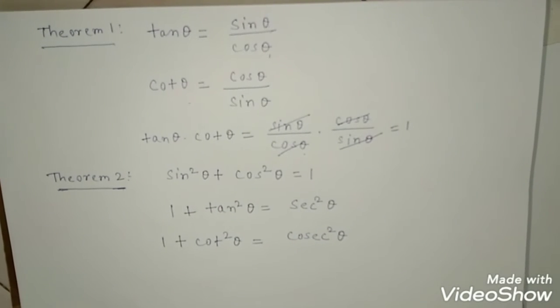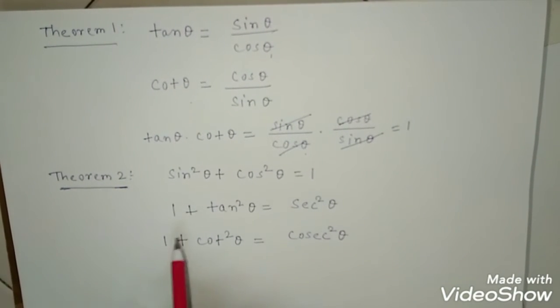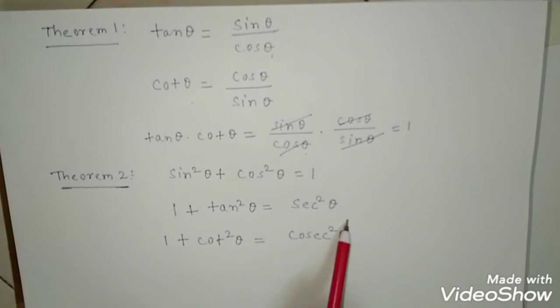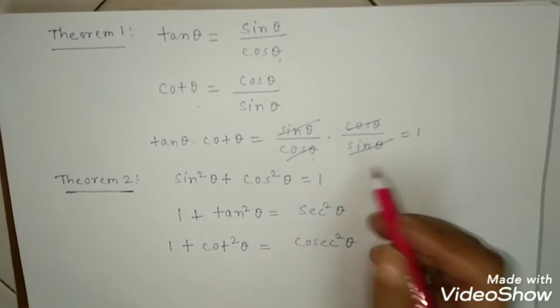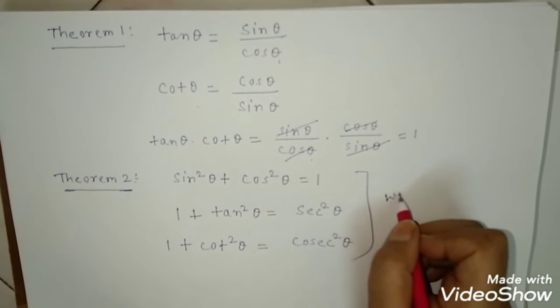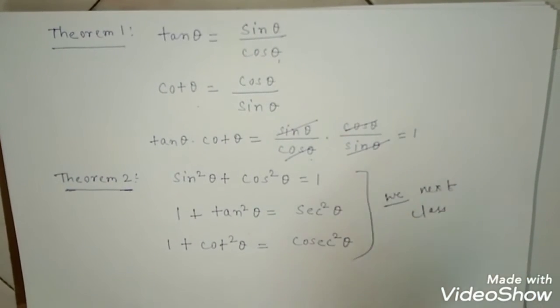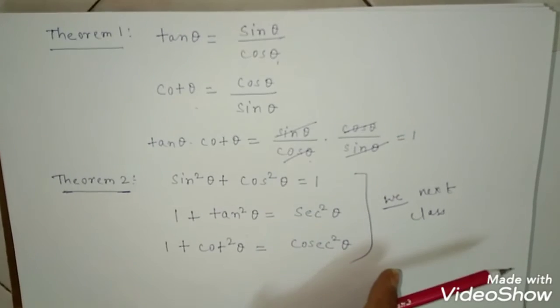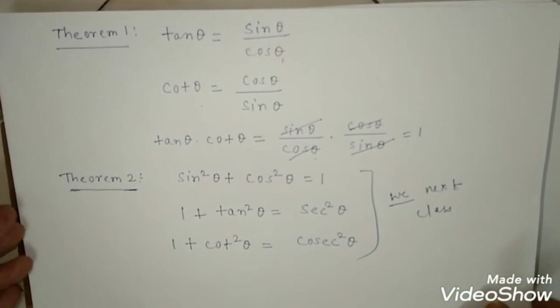Okay, so sin square theta plus cos square theta is equal to 1. 1 plus tan square theta is equal to sec square theta. 1 plus cot square theta is equal to cosec square theta. These identities we will be using in our next class. Today we will solve a few questions based on those 6 T ratios using this theorem. Okay, let us start.